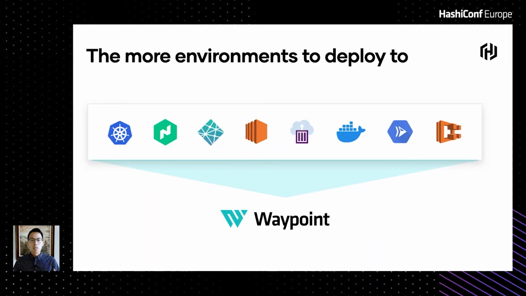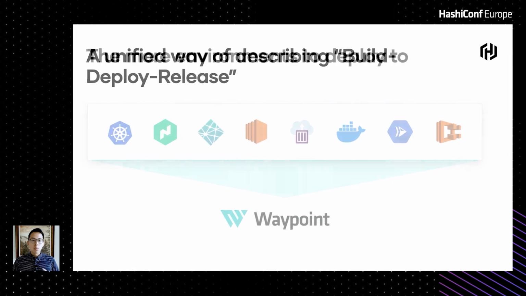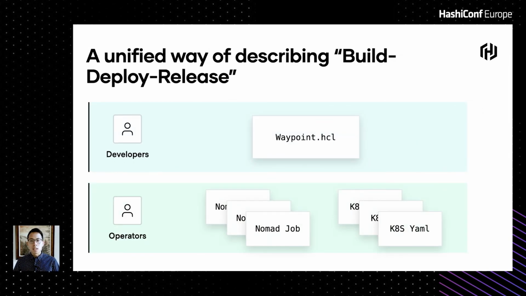And so Waypoint, which was really launched last year, seeks to solve this problem by unifying all these different tools together into a single simple workflow of build, deploy, and release. So rather than exposing the full underlying raw details of any given orchestrator or deployment tool, what Waypoint does is it offers a single, standard, and simple abstraction for developers to deploy their applications really into any environment without changing the underlying configuration. So you can take a Waypoint file and you can deploy that application to a Kubernetes cluster, a Nomad cluster, AWS Lambda, Google Cloud Run, all through one single workflow, interface, and abstraction.